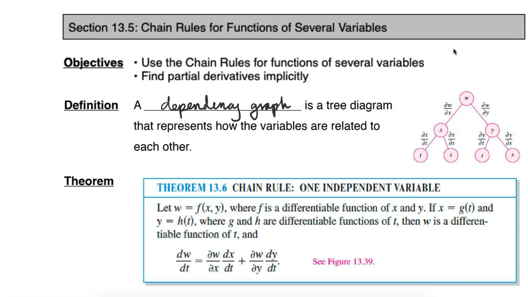A dependency graph is a tree diagram like this one here that shows how variables are related to each other in a function. So if we have a function w, which depends on x and y, then we would start drawing the branches of the tree like that. And maybe x itself is a function of t and s, and y is a function of t and s. So this would be the tree diagram, the dependency graph in this case.